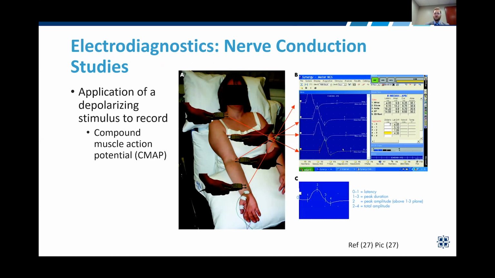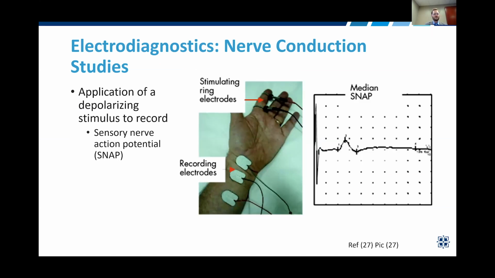So, a very quick basics of nerve conduction study: a depolarizing stimulus is applied, producing a compound muscle action potential, which is recorded further down due to activation of muscle fibers that are supplied by the nerve that is stimulated. For sensory nerves, you get a sensory nerve action potential, as you can see over here on the right, which results in a depolarization of individual nerve fibers.